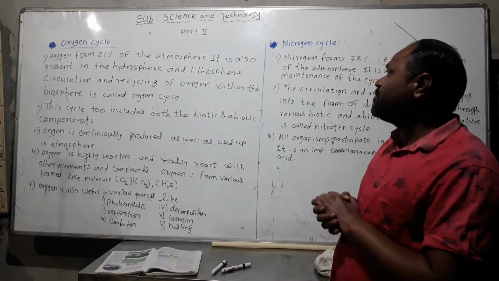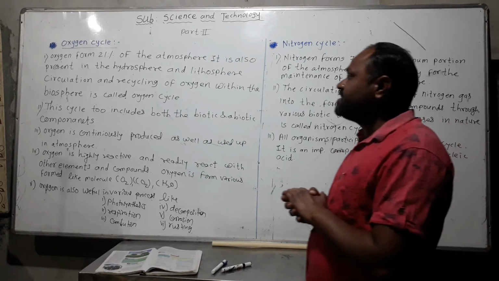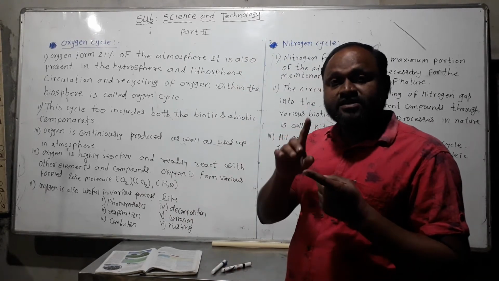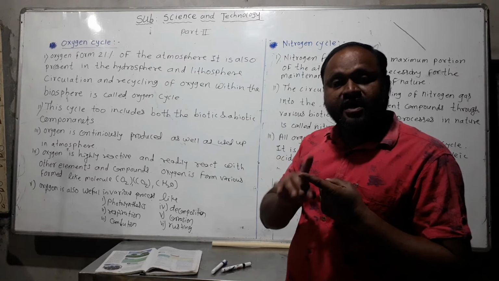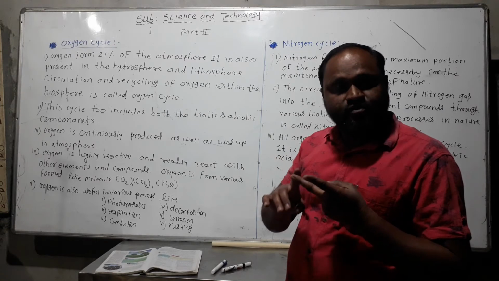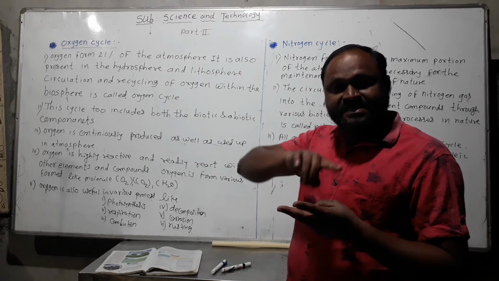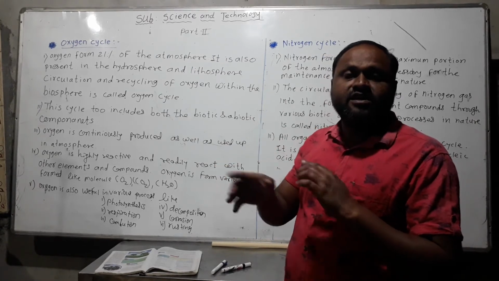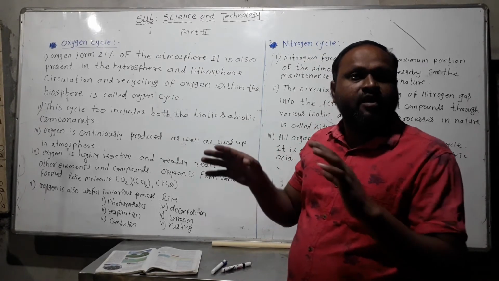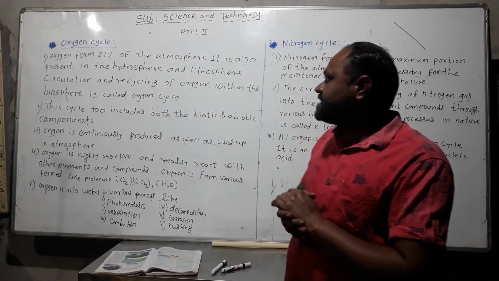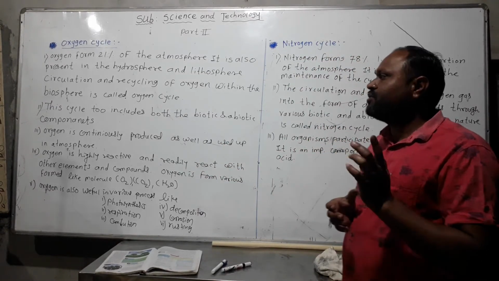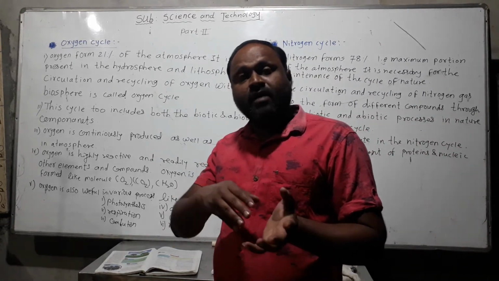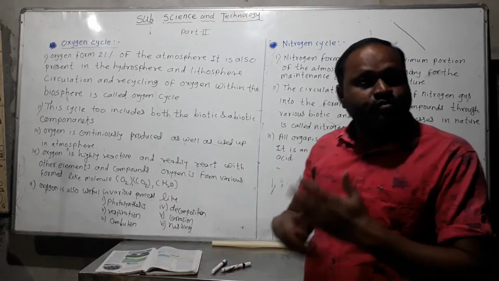Circulation and recycling of oxygen within the biosphere is called the oxygen cycle. Oxygen is found in nature in the atmosphere at 21%, also in the hydrosphere and lithosphere, and this recycling of oxygen is called, in a simple way, the oxygen cycle. This cycle includes both biotic and abiotic components. Oxygen moves from biotic to abiotic and abiotic to biotic.